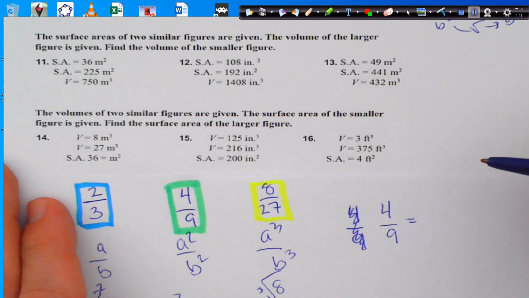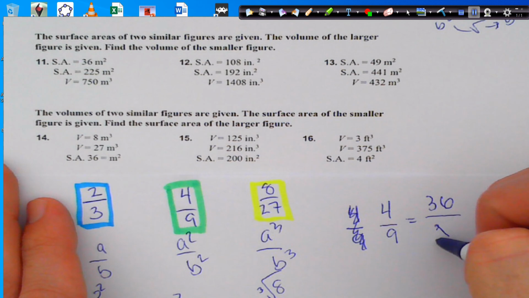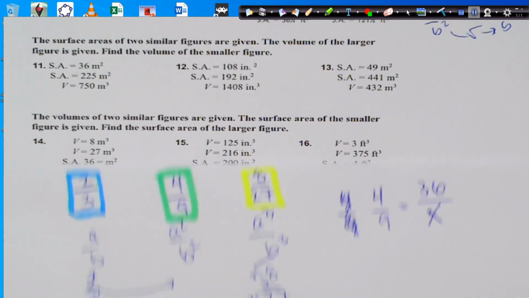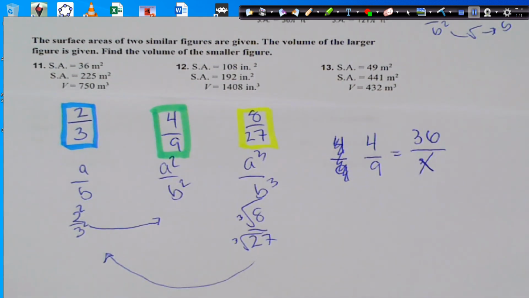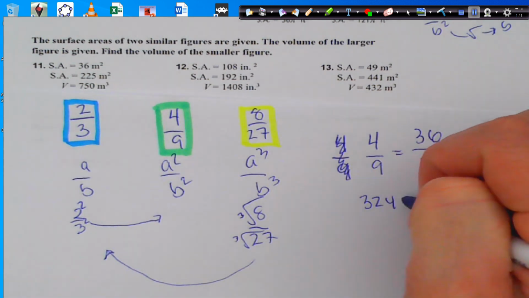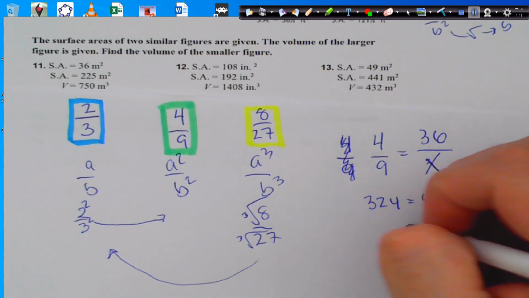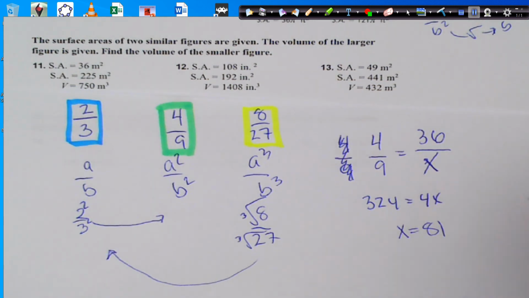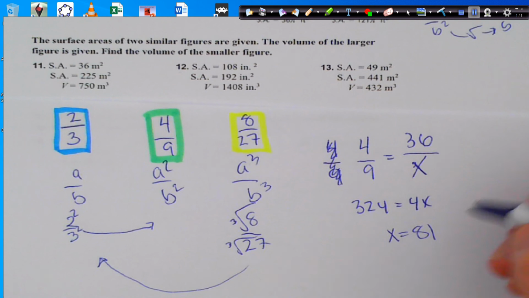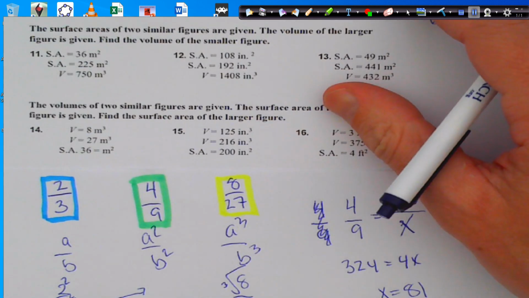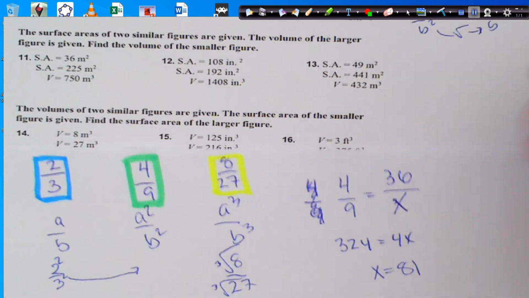And 36 is the surface area of the smaller, so we're going to put 36 on top, and I don't know x on the bottom. Now that we have the right one, we can cross multiply. We're going to get 9 times 36, which is 324, equals 4x, and then divide by 4. You get x equals 81. So that's 81, and these are in square meters.